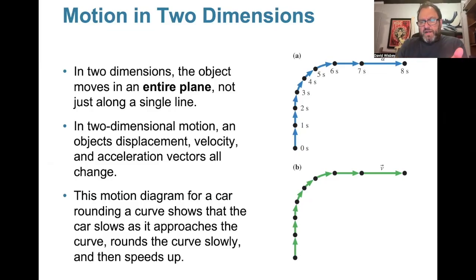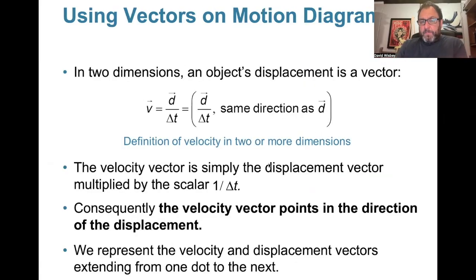Okay, and so we can break these down into little points. In two-dimensional motion, an object's displacement, velocity and acceleration vectors all change. Okay, so it could be changing direction, maybe the magnitude is changing, either one. In both of those cases, velocity is the change in displacement divided by time. Okay, that's still the same definition of velocity, but now we have the X and Y components.